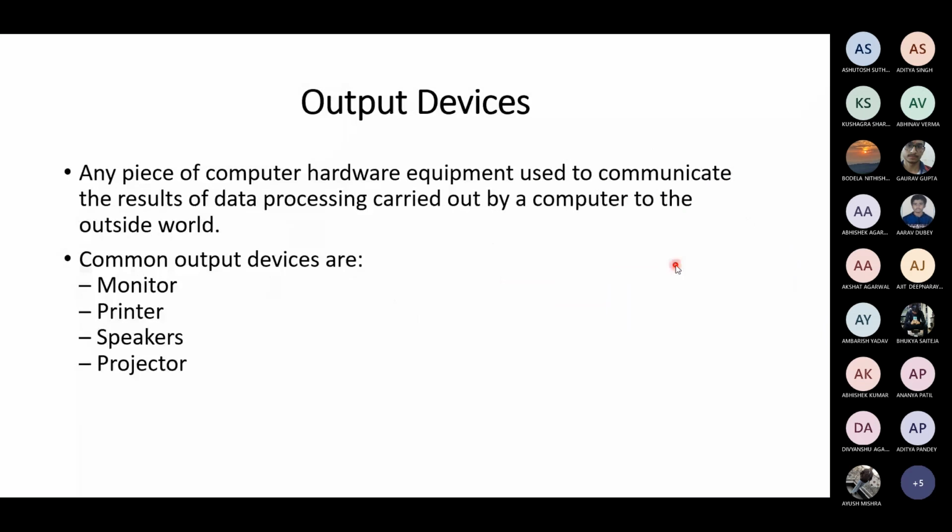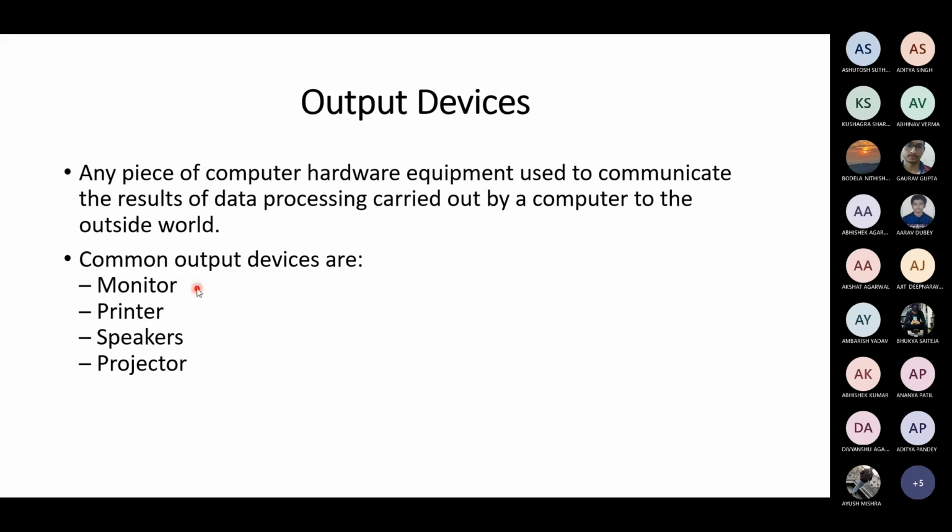Likewise, there are output devices. Any piece of computer hardware which you use to communicate the results of processing carried out by a computer to the outside world, we call an output device. For example, when I move my mouse, the laser pointer movement is executed by the processor, but we are able to see what is exactly happening using a monitor. My screen is visible, and the instructions I give have been processed, and I'm able to see them visually because of the monitor, which is an output device.